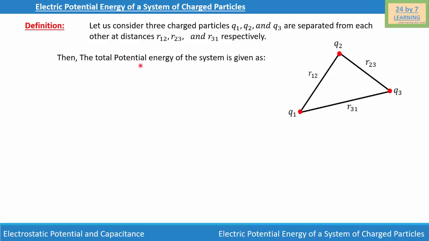Then the total potential energy of the system is given as U is equal to U1 plus U2 plus U3, where U1 is the electric potential between Q1 and Q2, U2 is the electric potential between Q2 and Q3, and U3 is the electric potential between Q3 and Q1. And if we substitute the values, we will write U is equal to 1 over 4 pi epsilon 0 Q1 Q2 over r12 plus 1 over 4 pi epsilon 0 Q2 Q3 over r23 plus 1 over 4 pi epsilon 0 Q3 Q1 over r31.